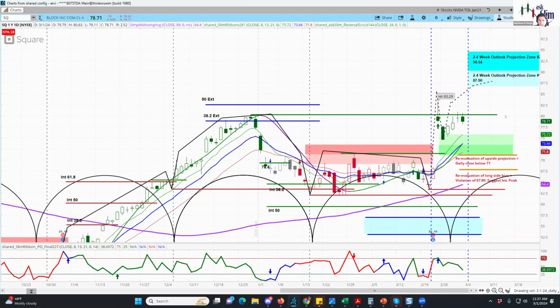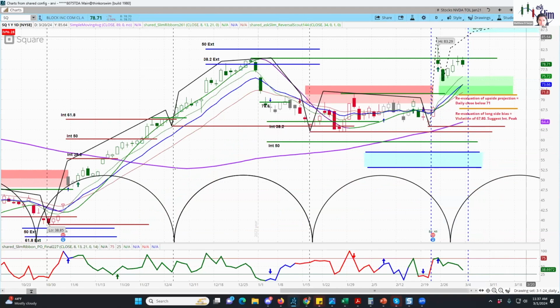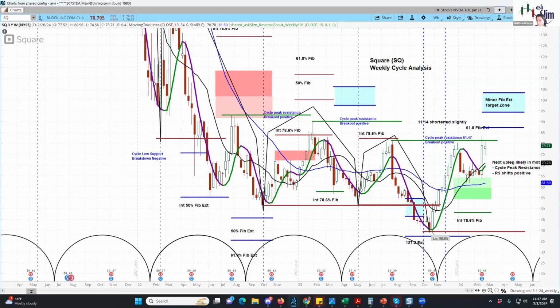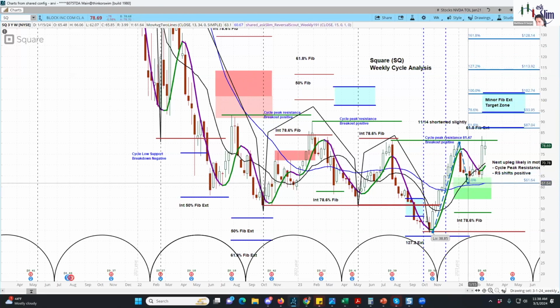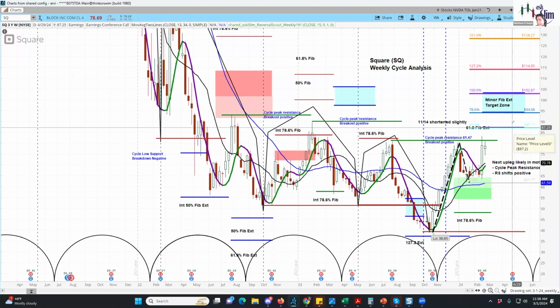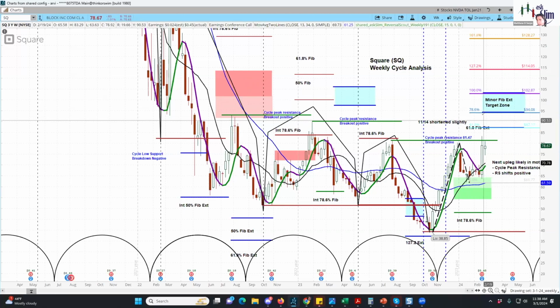Now, where this comes from is the swing low, swing high analysis techniques that we use. If we go back to the weekly chart here, and we use this cycle trough low, and then that initial cycle peak here, we call this our minor cycle peak, and then the trough that was put in, you can see that we have a first projection extension of 61.8 up here around 87, and then you get into that minor fib extension target zone of 78.6 to 100. So that is what it would look like on that intermediate time frame.